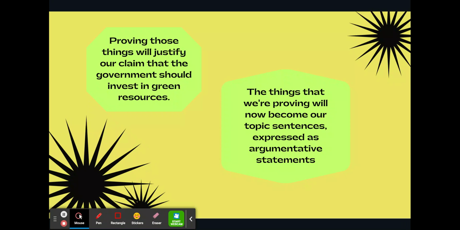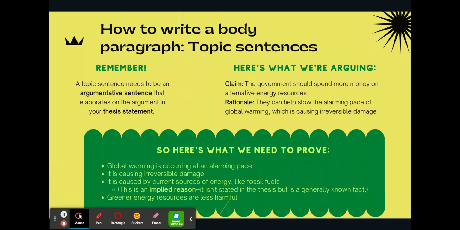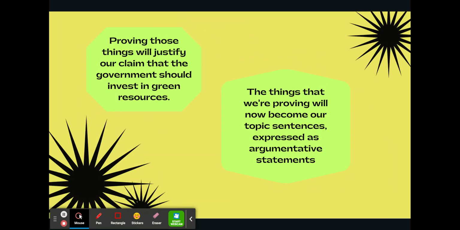Again, proving those things will justify our claim that the government should invest in green resources, and the things that we're proving will now become topic sentences expressed as argumentative statements. You'll see that I had four things that we need to prove, and that I'm only going to have three topic sentences, and that's because I was able to combine some of those thoughts.